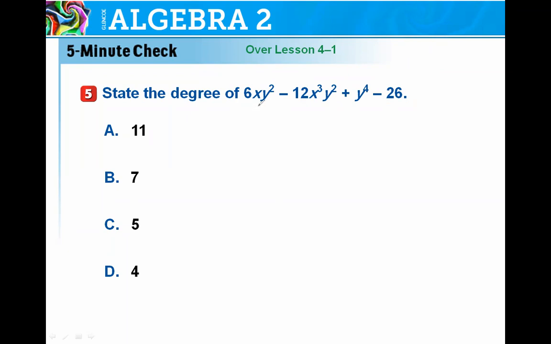When we get the degree, I get the degree of each term. The first term degree will be 3. The second term degree, as Naif said, will be 5. The third term degree will be 4. And the fourth one will be 0 because we don't have any variable. So now the highest degree is 5, and the answer will be letter C.